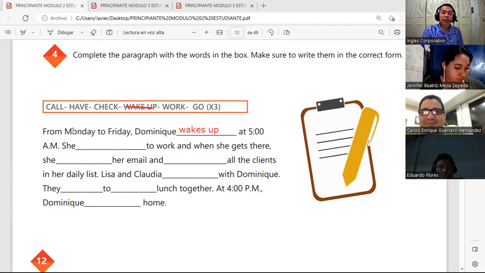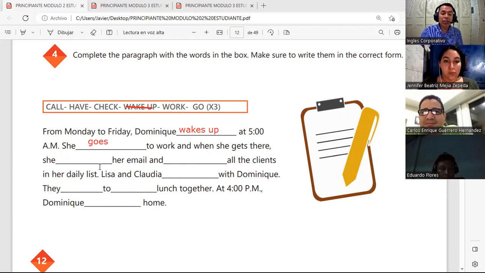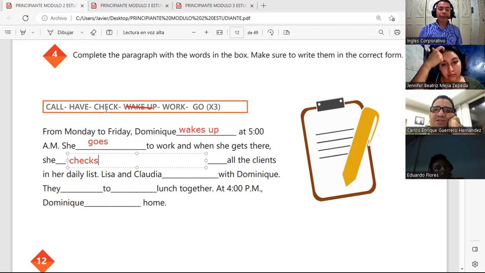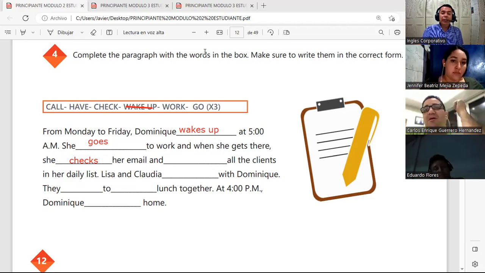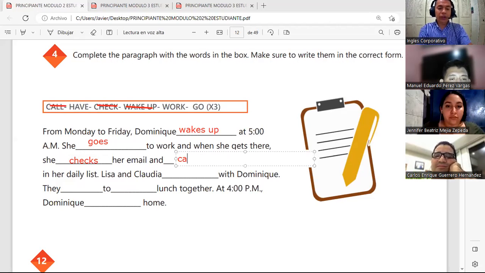Now she calls, she has, she checks, she works, or she goes to work? She goes. Excellent. Also goes to work. And when she gets there, she checks her email, right? Check. She checks her email and all the clients. Calls. Again, don't forget that you have to use the S. Calls. Good. All the clients in her daily list.